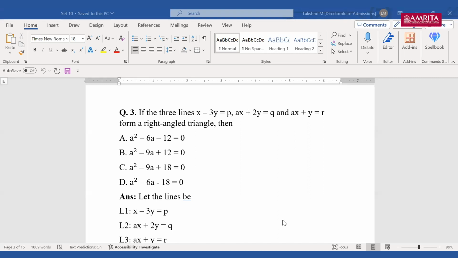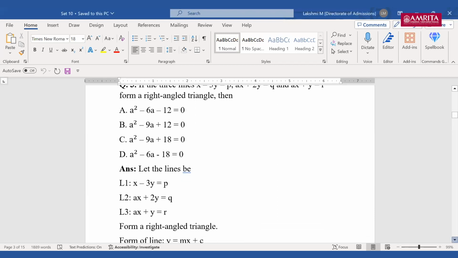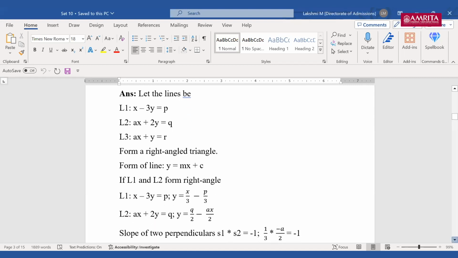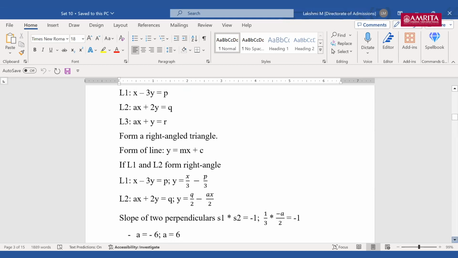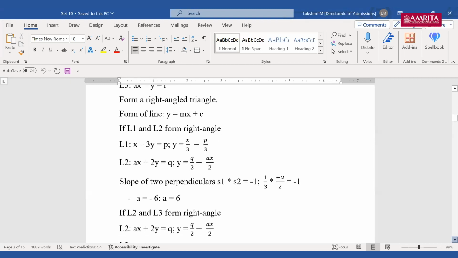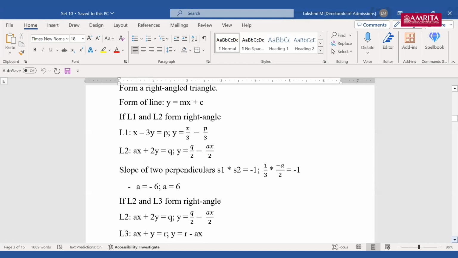Just wanted to check, Siddharth, are you here? I think now there are a lot of queries coming up. Just give me some time, children. So this was the first one. These are the 3 lines. They form a right angle triangle. So we just took this as 1, 2, and 3. If the angle is being formed by the first 2 lines, then you have to find the slopes and multiply them, it's -1. You'll get one value. Same with the other lines. If there are 3 lines, you have to work it out 3 times.